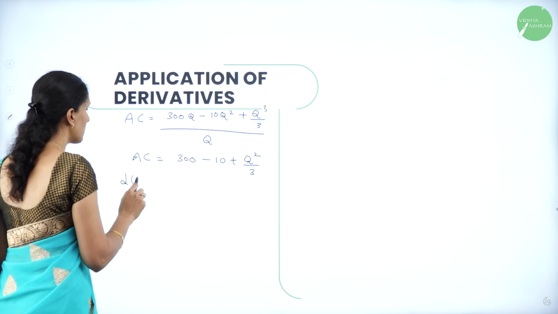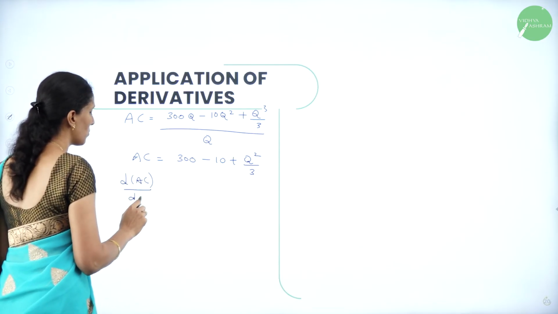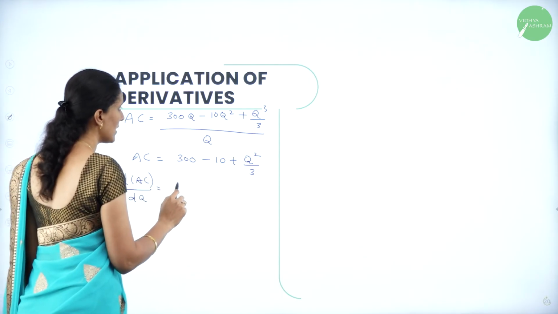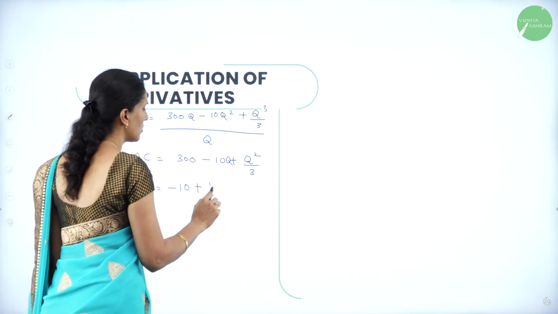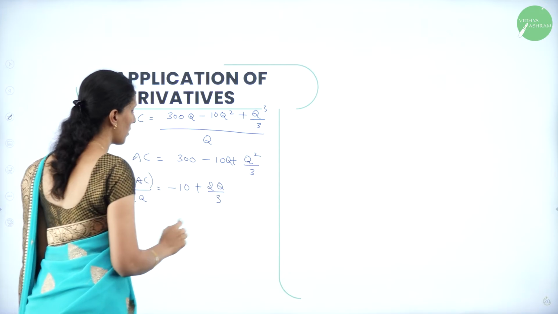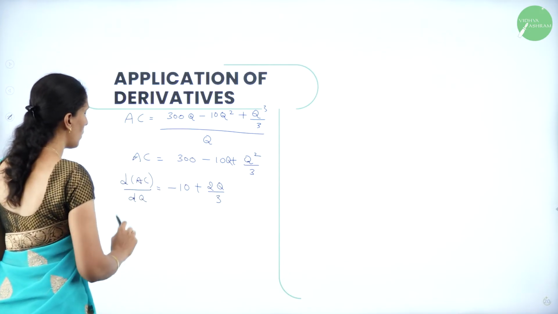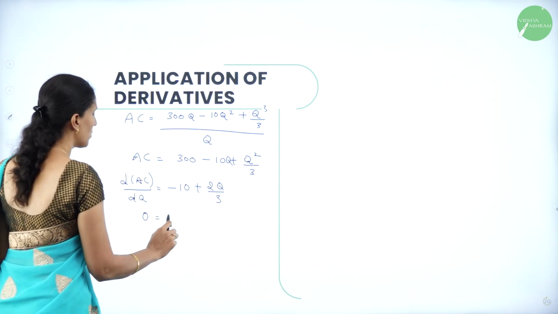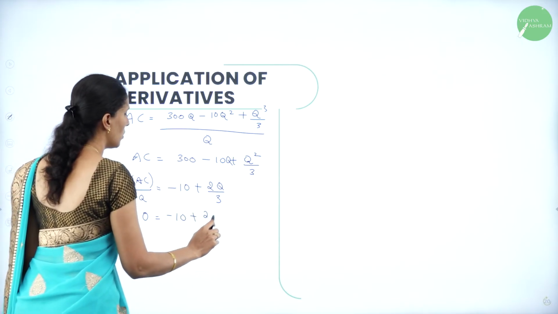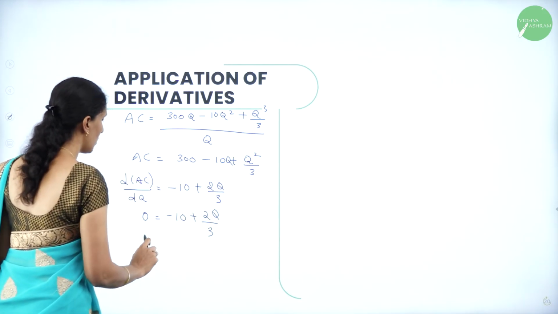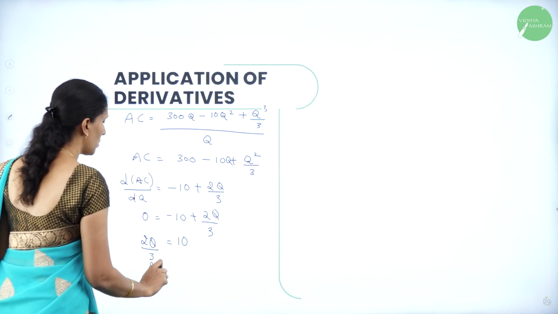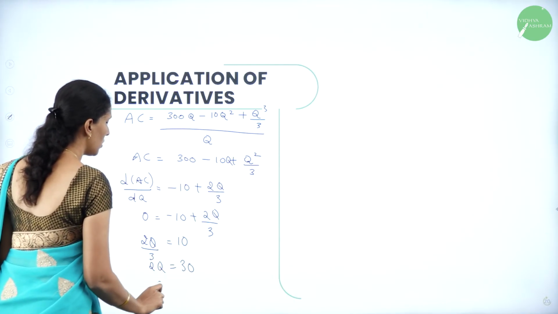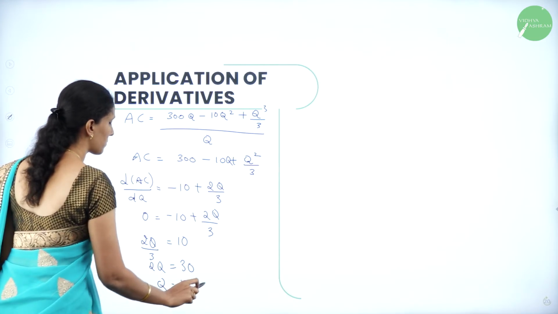Let's differentiate this with respect to Q. So I'll get this as, minus 10 plus 2Q by 3. Let's put this equal to 0. If you put this equal to 0, I'll get minus 10 plus 2Q divided by 3 equal to 0. 2Q by 3 is equal to 10. 2Q is equal to 30. Q is equal to 15.